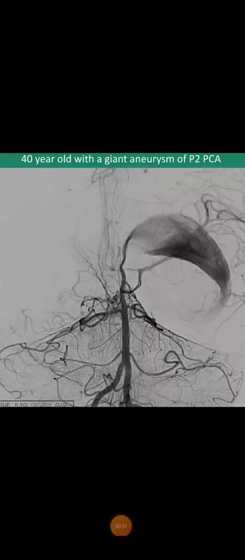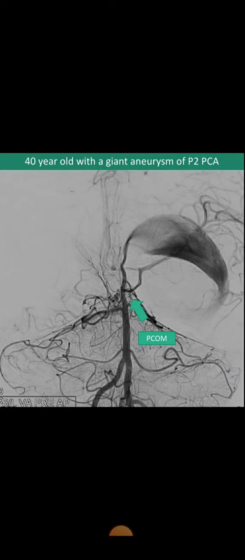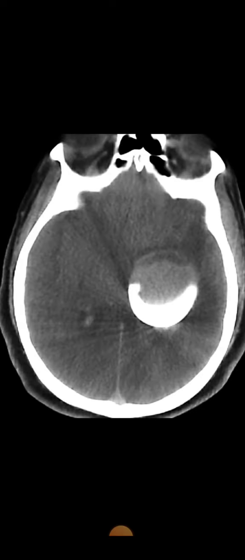This is a 40-year-old lady who presented with a giant aneurysm, in fact an ultra-giant aneurysm involving the left P2 segment of the PCA. You notice the PCOM as marked by the arrow here. This is a lateral view which again shows a partially thrombosed aneurysm. If you see, there's a large thrombus burden within the sac of the aneurysm and eccentric filling of the contrast.